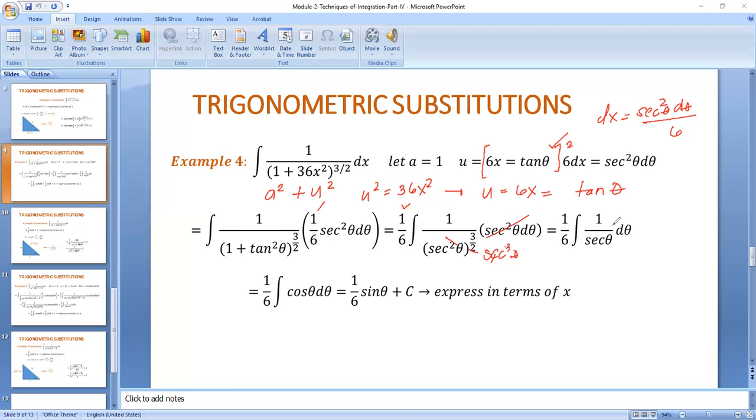Now, what is 1 over secant? That is the cosine of theta d theta. If you integrate this, that would be the sine of theta. Of course, you will just affix the constant.